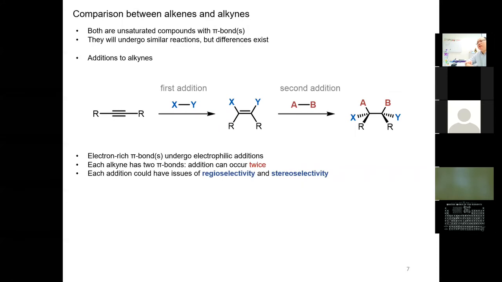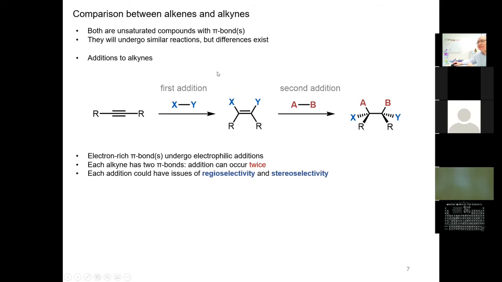For example, if we do addition reactions to alkynes, just like addition reactions to alkenes, X–Y will add across the two carbons of this triple bond. The first addition will generate an alkene, X to this carbon, Y to this carbon. Then we can have a second addition, and the second addition is just like the addition to alkenes, right? A goes here, B goes here. So just like alkenes, the electron-rich pi bonds of alkynes will undergo electrophilic addition, but alkynes have two pi bonds.